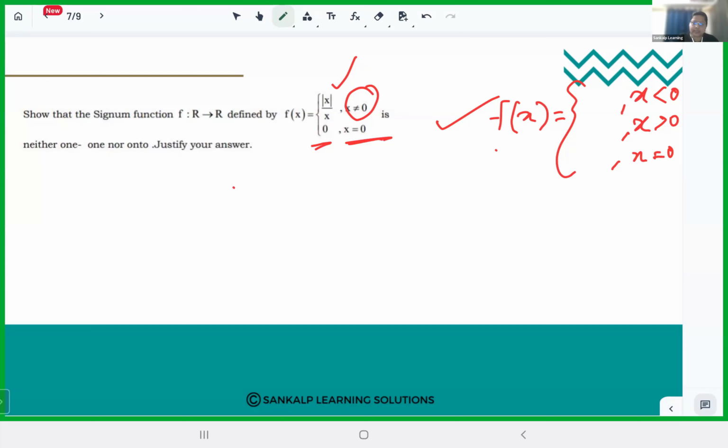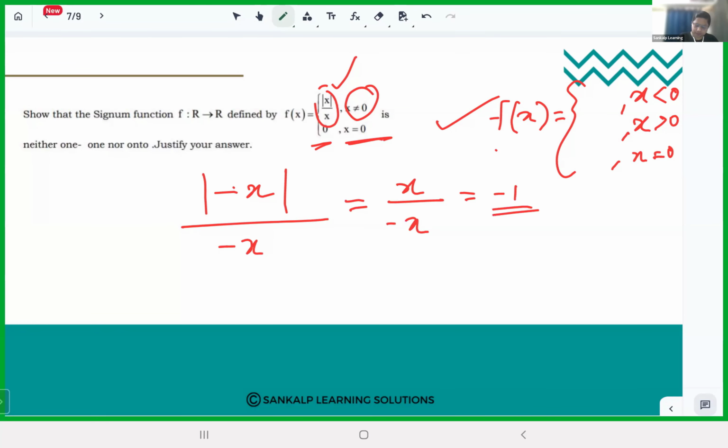Now we have to find out what happens if x is less than 0. If x is less than 0, x is a negative number. So how will you write a negative number? I can write it as minus x, right? So modulus of minus x by minus x. Modulus of minus x is nothing but x, it takes only positive values, right? So x by minus x. What is x by minus x? It is minus 1.